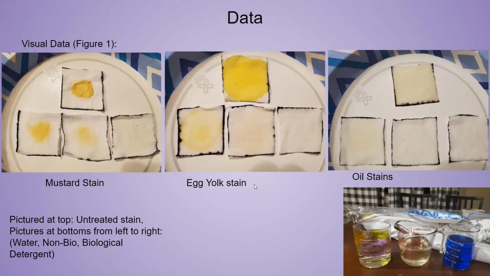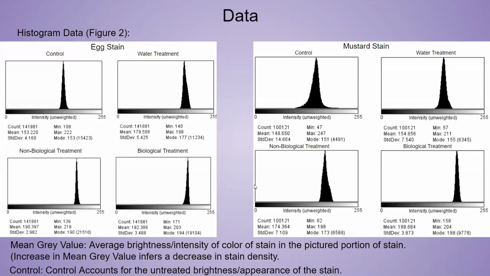I then put this into the ImageJ software and produced histograms in figure 2. These histograms use something called the mean gray value. What the mean gray value essentially is, is an average brightness and intensity in the region selected for the stain. As the mean gray value goes up, that can signify a decrease in the intensity of the stain as the fabric behind it begins to become more visible.